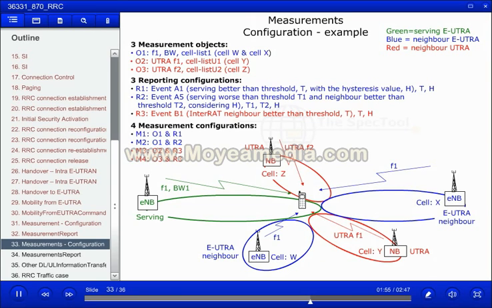4 measurements are then defined, with the following measurement identities with the listed combinations of measurement object and report configurations. MeasID M1, combining MeasObjectID 01 with report config ID R1. MeasID M2, combining 01 and R2. MeasID M3, combining 02 and R3. MeasID M4, combining 03 and R3.